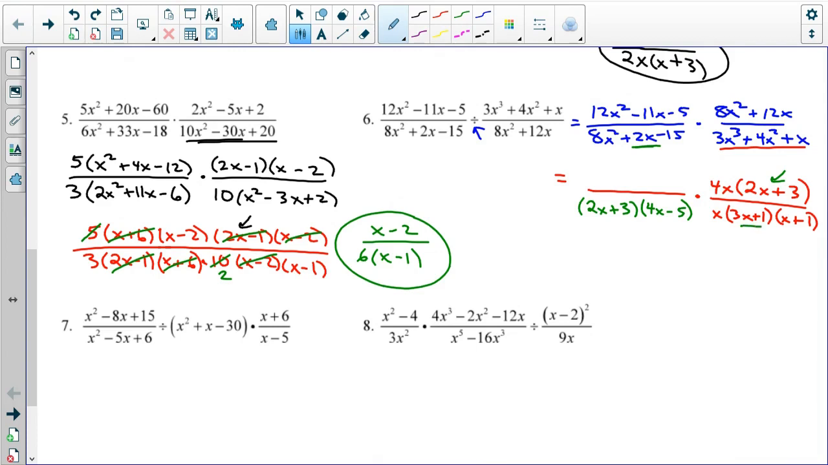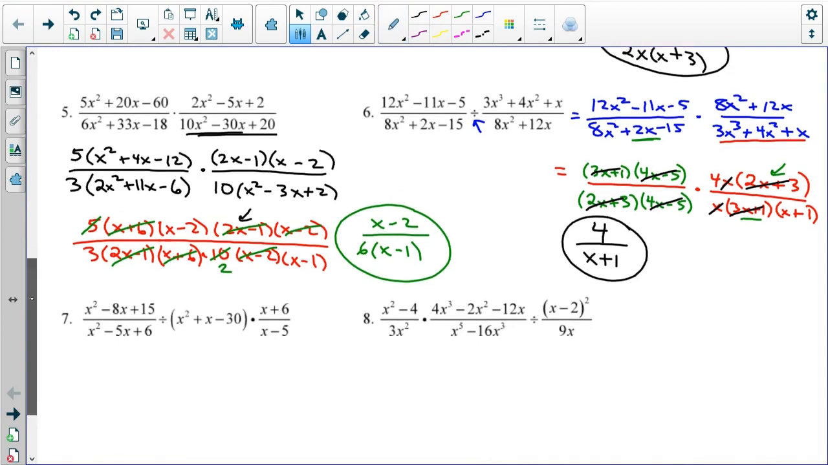If I look at this 3x plus 1, that's something that I'm going to try first. So 3x plus 1, that would leave me with 4x minus 5. If I try all of this, I get 12x squared plus 4x minus 15x. That does equal negative 11x, and then minus 5. So now I have a lot of things that I can cancel out. 3x plus 1's cancel, 4x minus 5's cancel, 2x plus 3's cancel, and then the x's cancel. So I'm left with 4 over x plus 1 as my final answer.